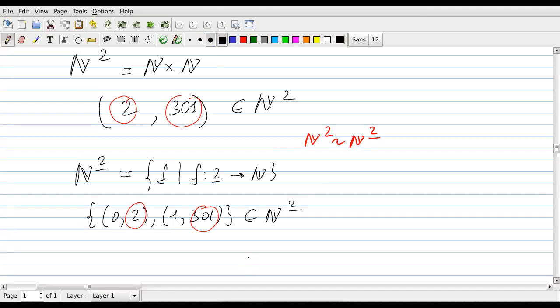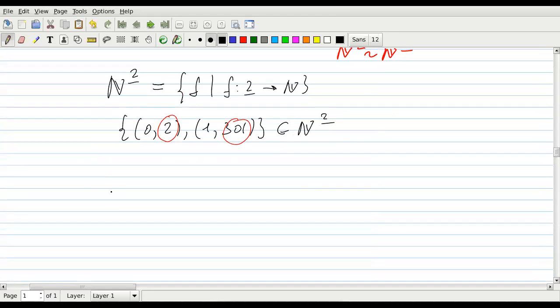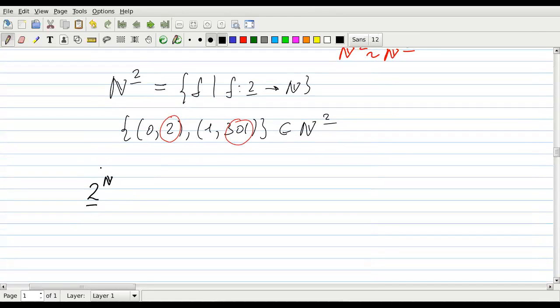Yes. So every function with a finite domain is encoded, in fact, by the ordered tuple of its values. And let's finish with the following example. What is 2 underlined to the power n? It's the set of all functions from natural numbers to 2 underlined.